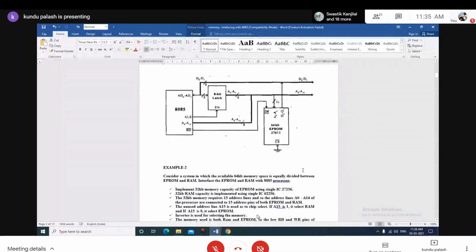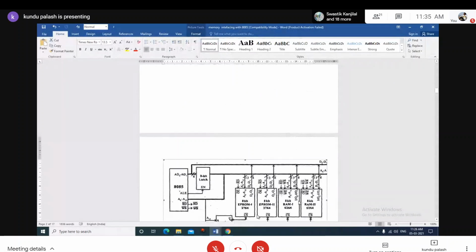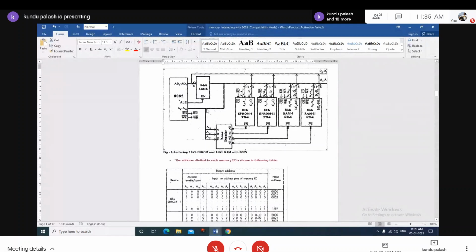That means some of the address lines will be connected to the memory address decoder. Here a 2 to 4 address decoder, a priority decoder, a logic circuit or logic gate has been utilized. Leaving these address lines, the rest of the address lines will be directly connected to the memory block.